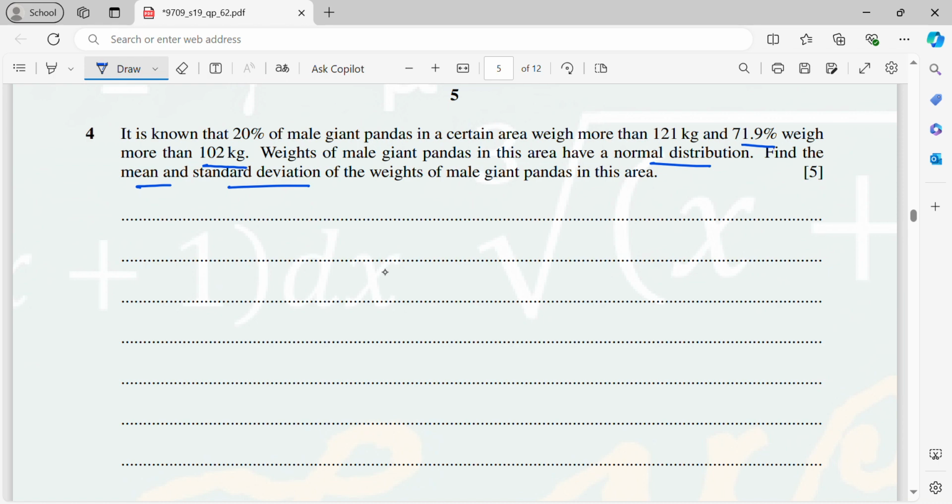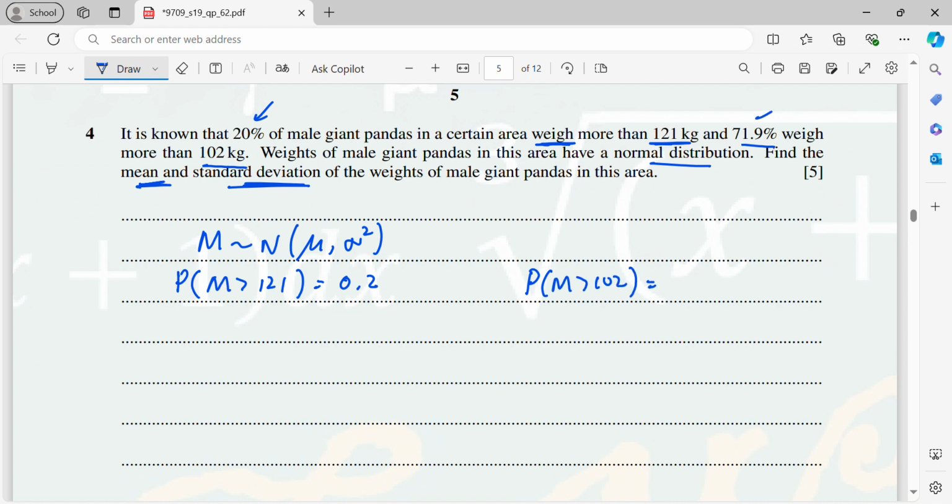Okay, so now let's say the weight of a male giant panda is denoted by M. Normally distributed, it will be mu and variance sigma squared, because both are not given, you need to calculate them. Right, so then it's mentioned that the weight greater than 121 kilograms is 20%. 20% is basically 0.2. Okay, and the other one is more than 102 kilograms. So P(M > 102) will be 71.9%. That is 0.719.